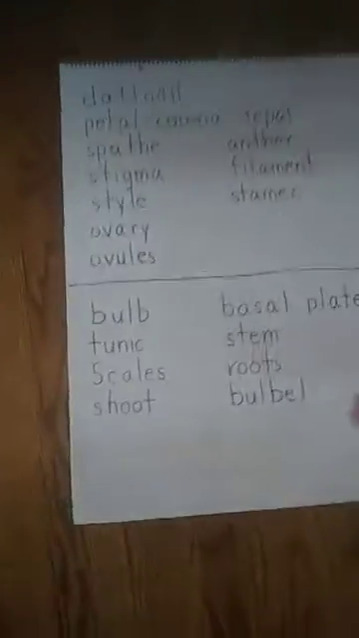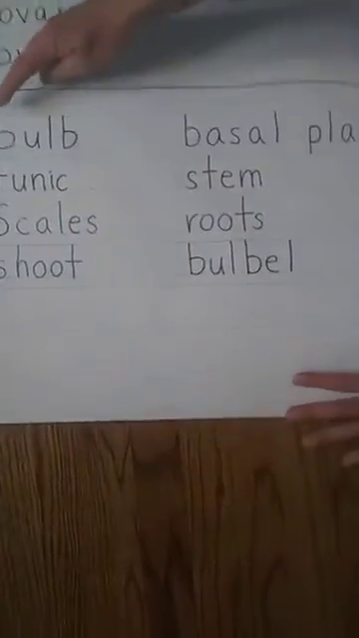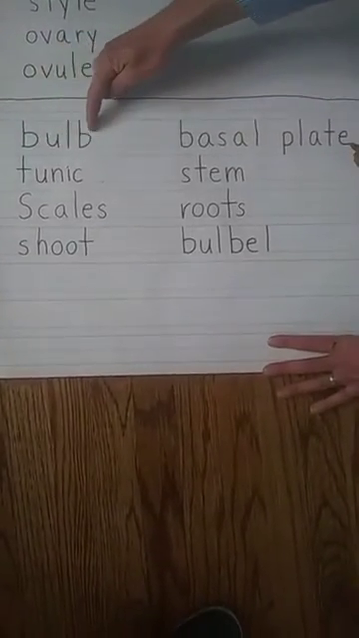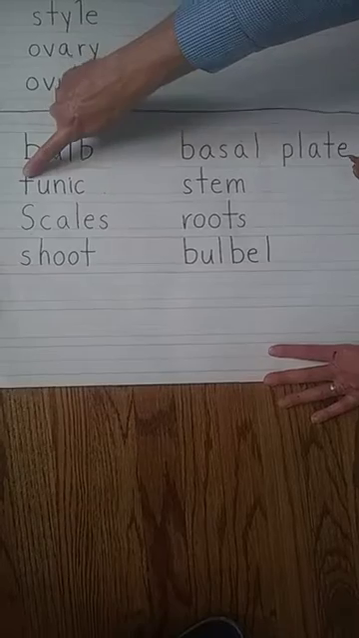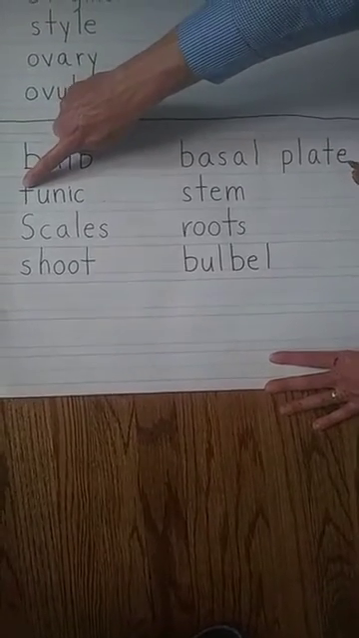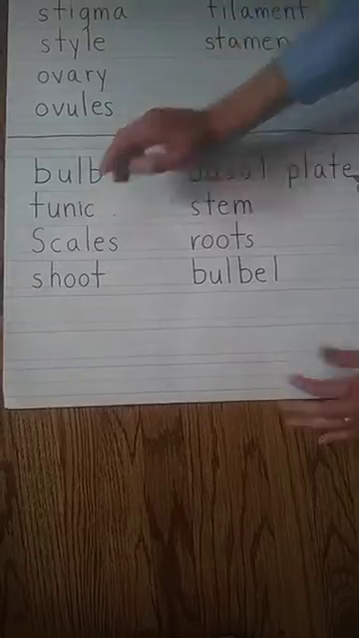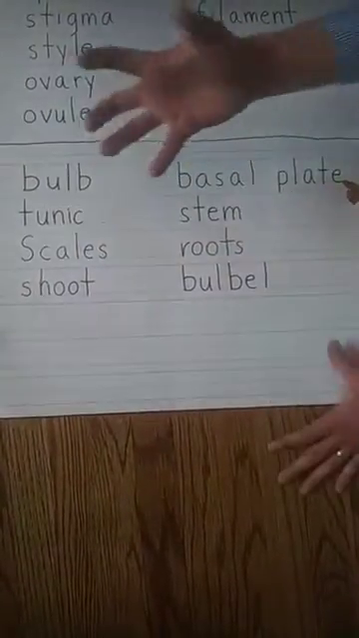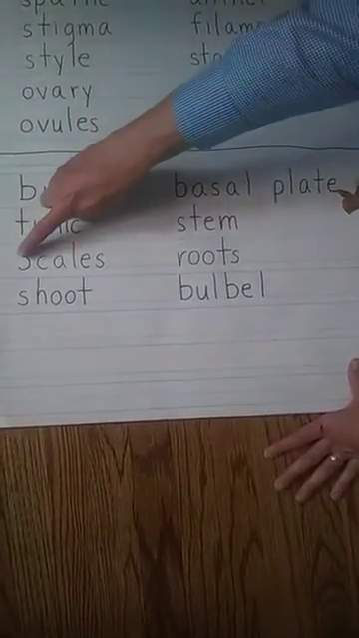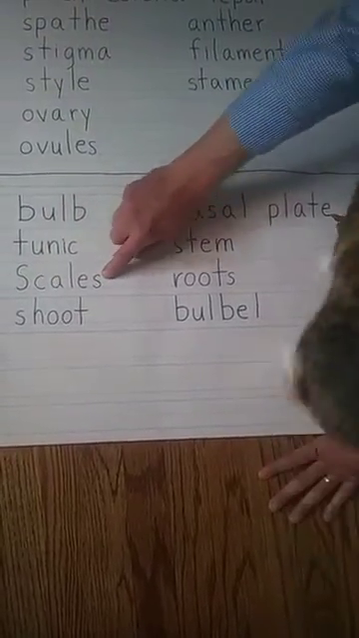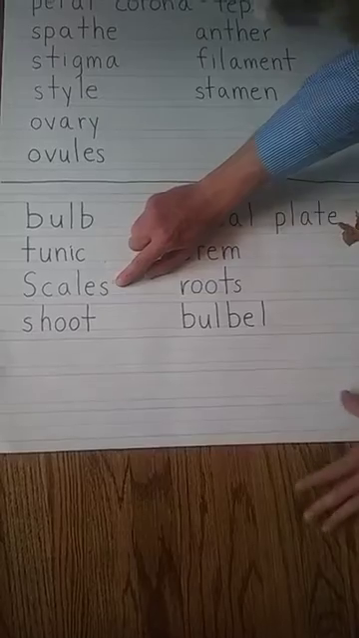Now, we're going to look on the chart down here, and we're going to look at these words one at a time in case you want to write them down yourself. So the whole thing is called a bulb. The thin, papery, protective layer on the outside that keeps it moist is called a tunic. All the layers that are nested together inside the bulb that make up most of the bulb are called the scales, and those are actually, that's right, leaves, modified leaves.